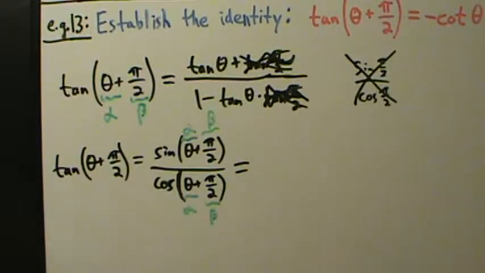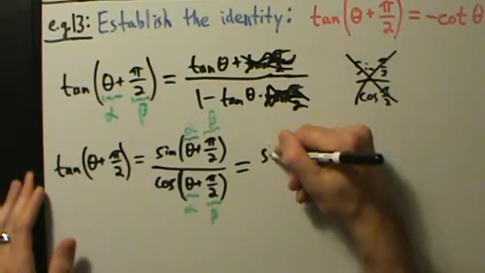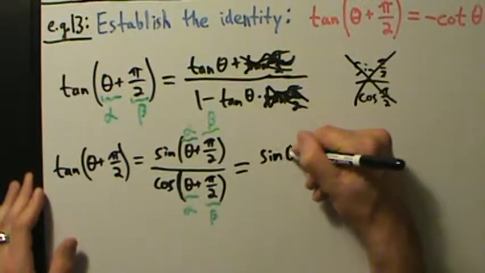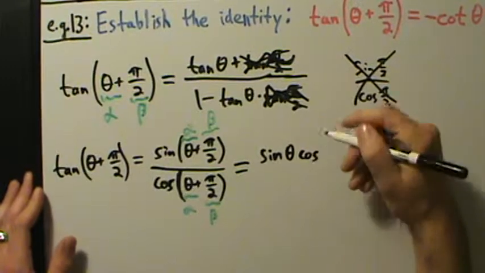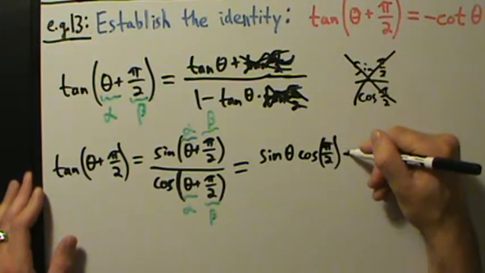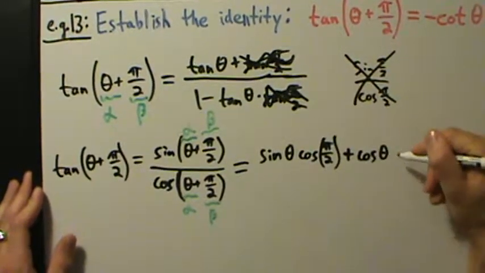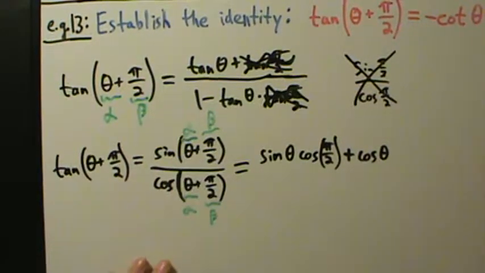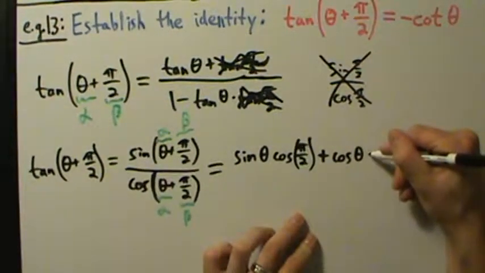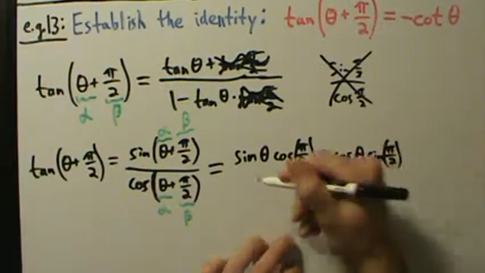So what do we have on top? Well, sine of alpha plus beta is sine alpha cosine beta plus cosine alpha sine beta. Okay. So this is sine of alpha cosine of beta plus cosine of alpha. Remember, alpha is our theta, okay? Times the sine of beta. Okay, so that's what's happening on top.